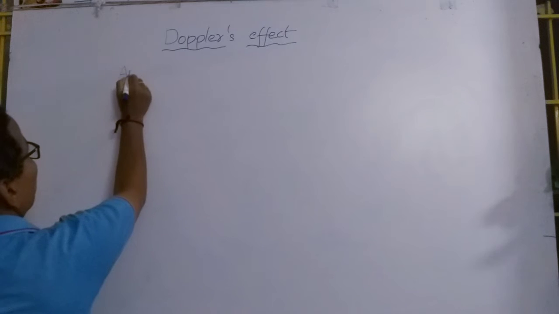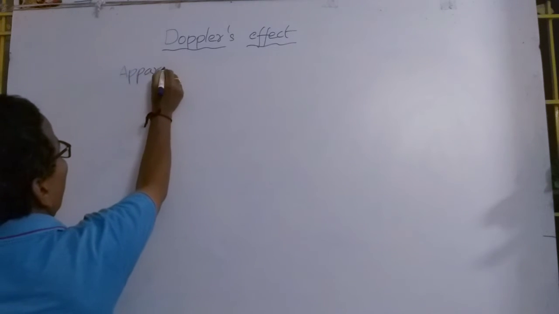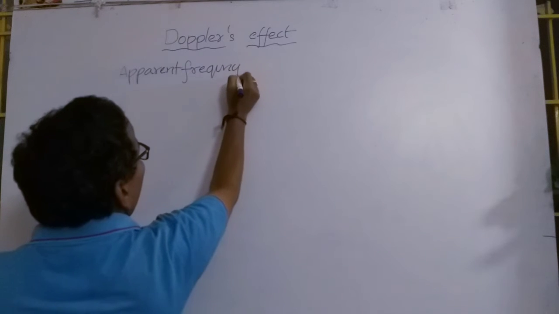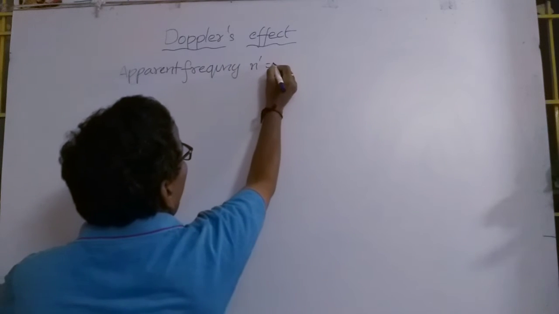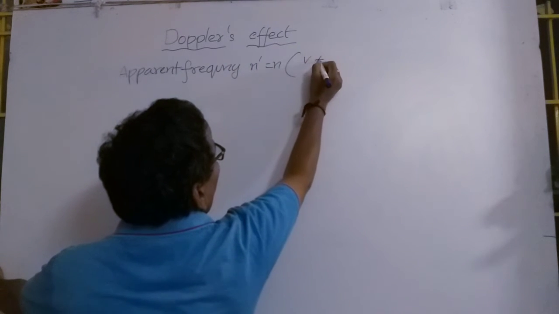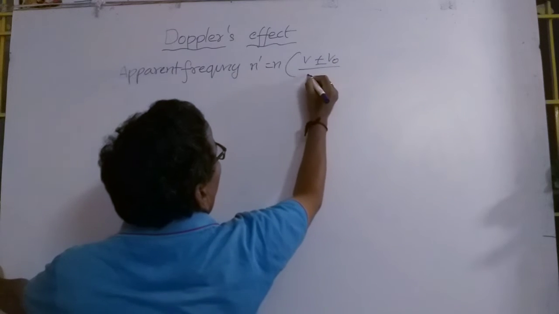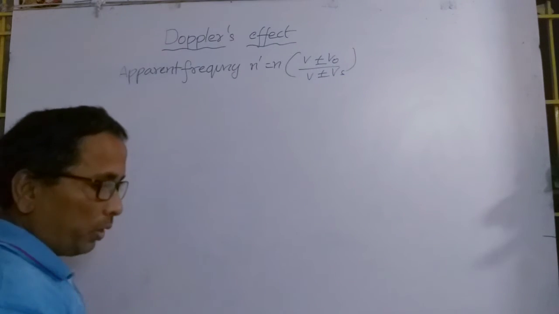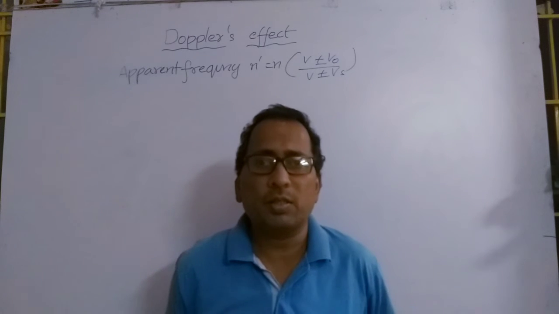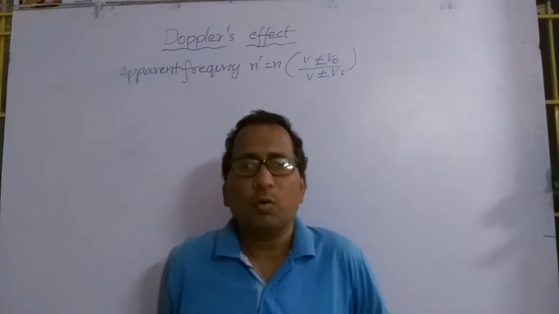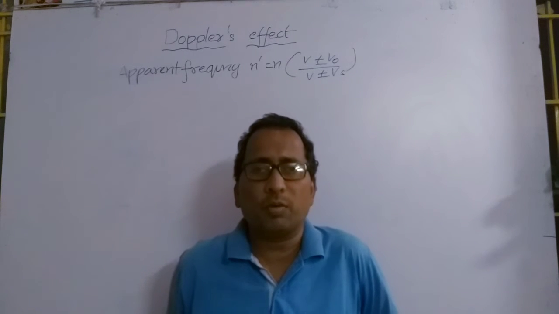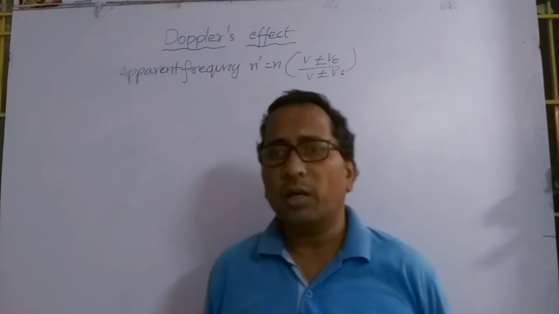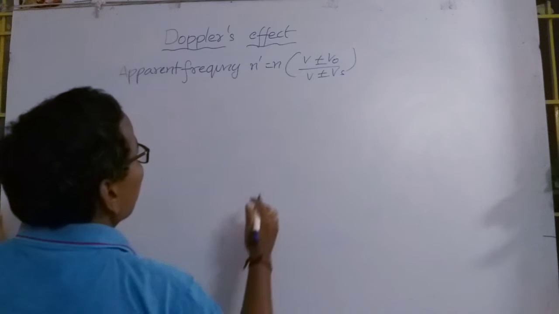Apparent frequency n dash is equal to n into (v plus or minus v naught) by (v plus or minus vs), where n is the natural frequency, v is the velocity of sound, v naught is the velocity of the observer, and vs is the velocity of the source. That is the first one. Here from this one we have to remember like this.